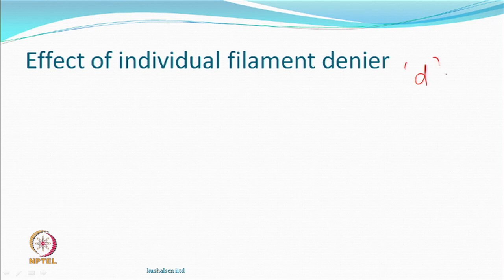So, individual fiber denier or filament denier, which is represented there as a small d, how is it related to the F? How is it related to F? It appears this is related to denier, directly proportional. Why?